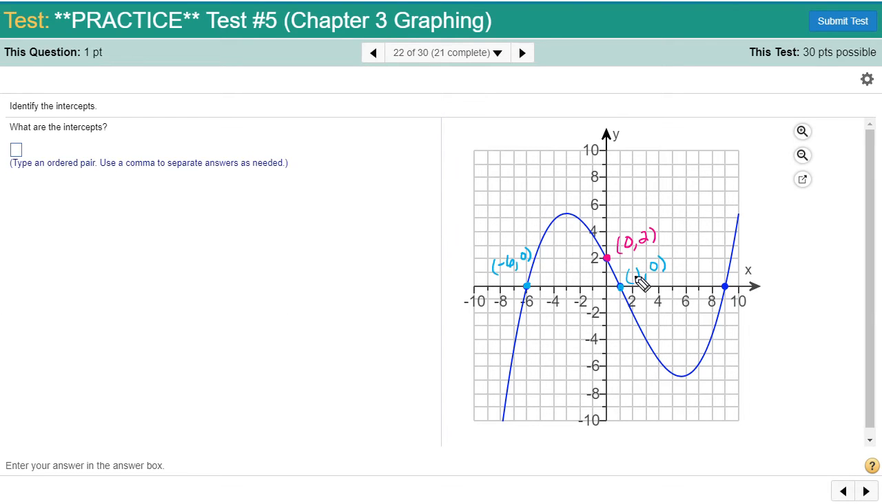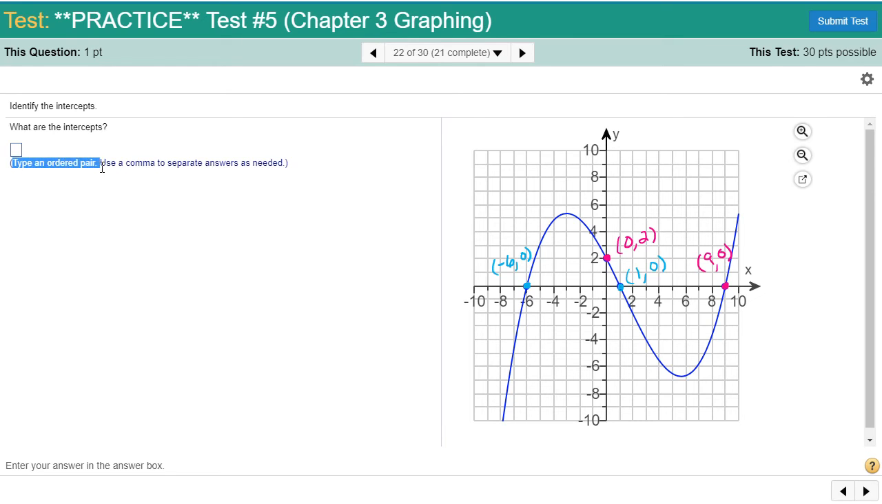And then last but not least, if we go over to the right here, the last intercept we see is, again, another x-intercept. So we will say it looks like it's a 9. And, of course, all x-intercepts have a 0 for y. So there we have it. We've got our 4 intercepts that we've identified, and now we have to type all 4 of these ordered pairs in as our solution.